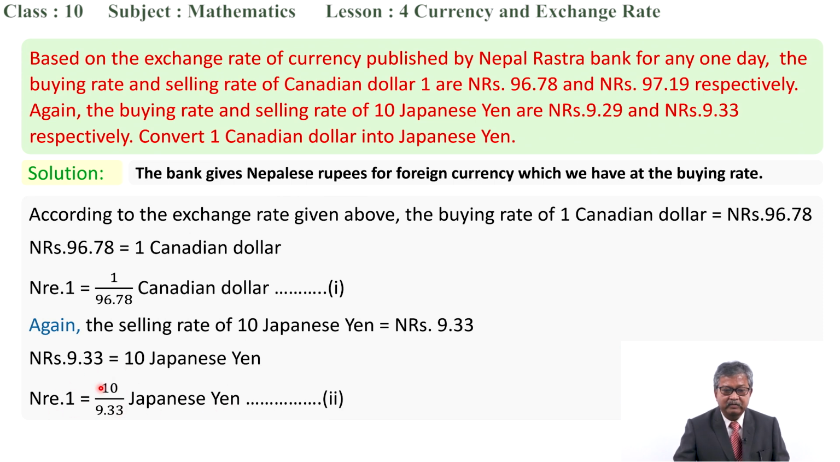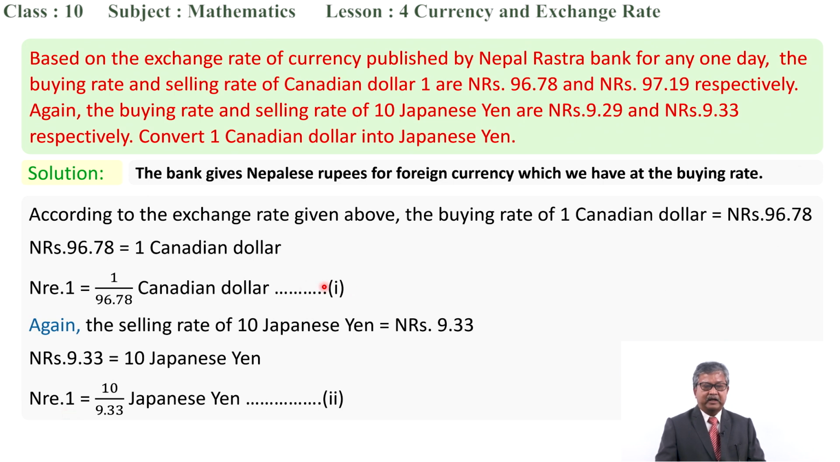Here we have to use which method? Unitary method, because we convert the 1 rupee into Canadian dollar, and again we convert the 1 rupee into Japanese yen. Isn't it? Yes. So from these two relations, from equation 1 and equation 2, what do you say? Because this is the value of 1 Nepali rupee and this is also the value of 1 Nepali rupee.